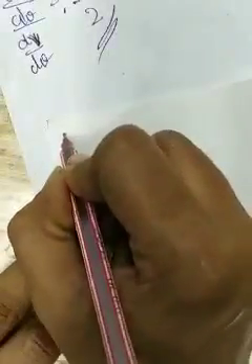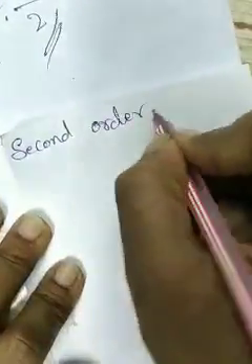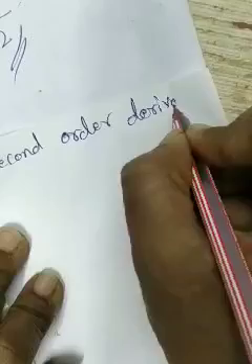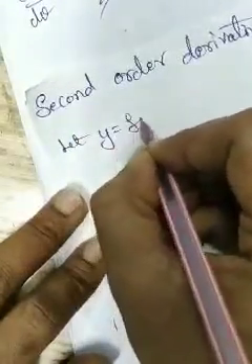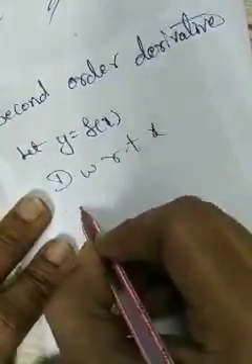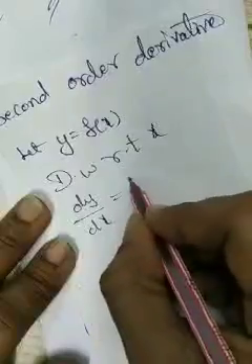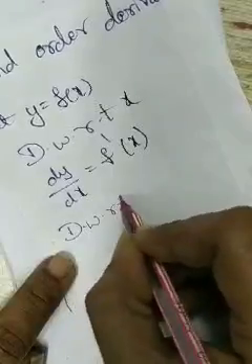Next we are going to start the new topic, that is second order derivative. That is the heading, second order derivative. What do you mean by the second order derivative? If y is equal to f of x, if you differentiate with respect to x, it becomes dy by dx is equal to f dash of x. You differentiate this once again, that is called second order derivative.